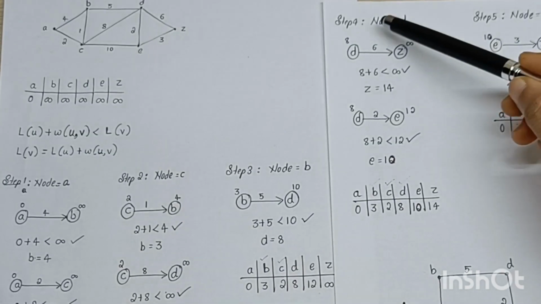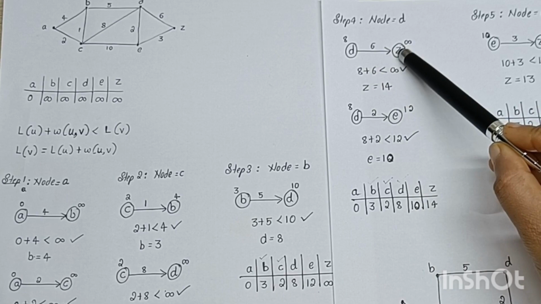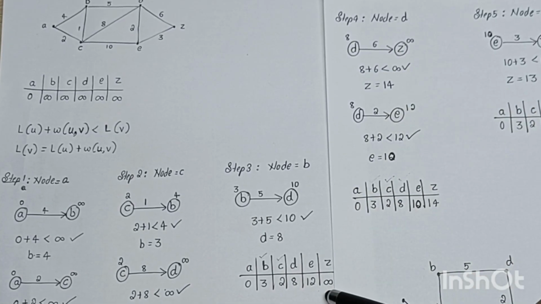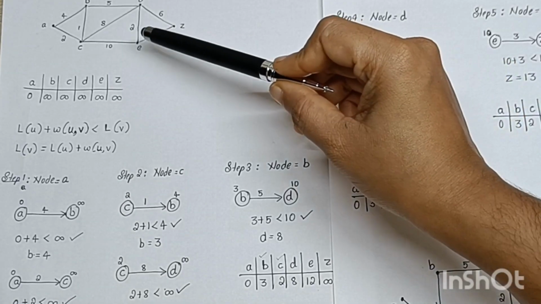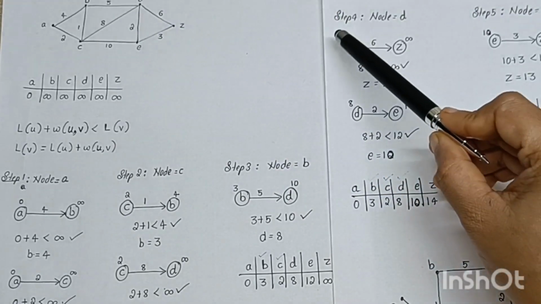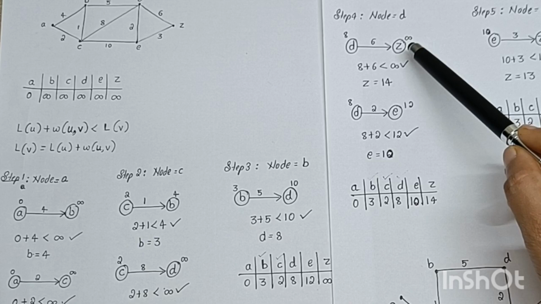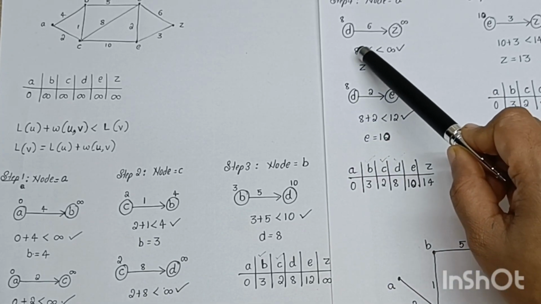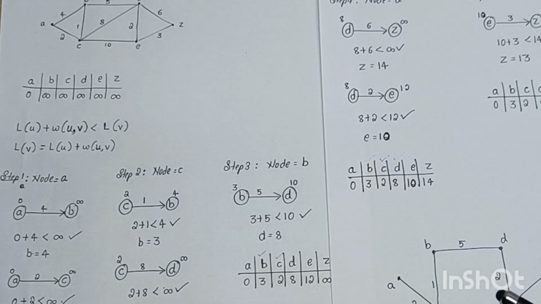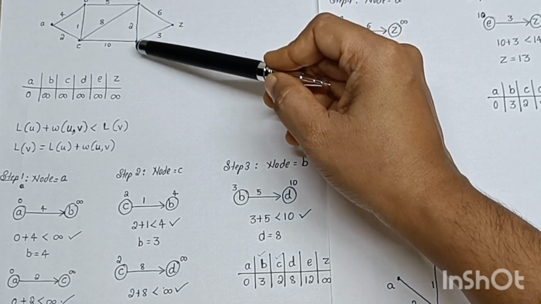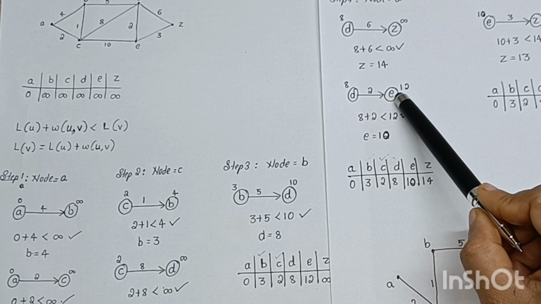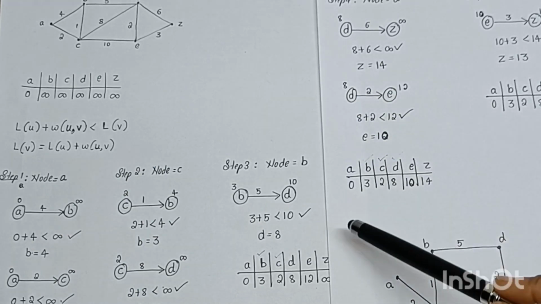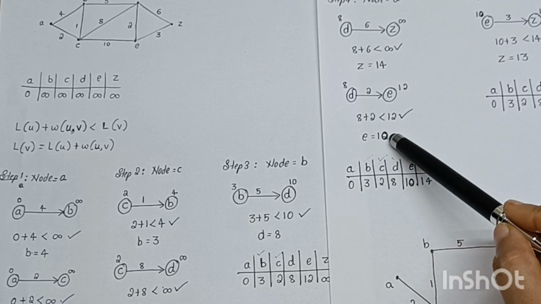So now consider the node D. So D to Z. The value of D is 8, Z is infinity, and the weight is 6 from the graph. So 8 plus 6 is less than infinity, the condition is true. Update Z to 14, 8 plus 6 equals 14. So again with the edge D to E, 8 plus 2 is less than 12. Yes, this condition is true. Update the E value with 10.